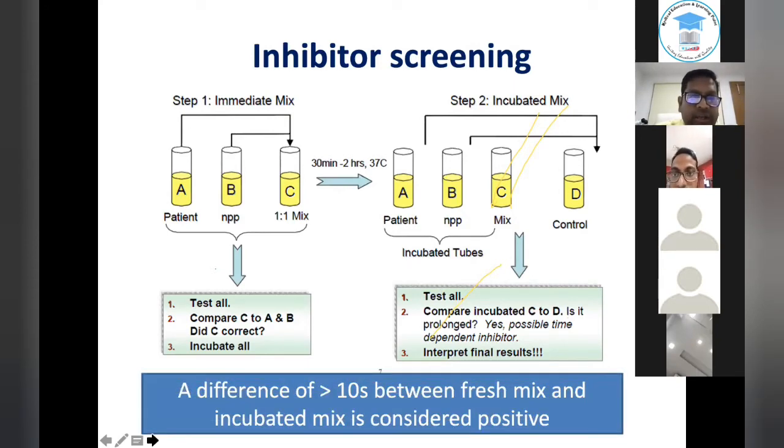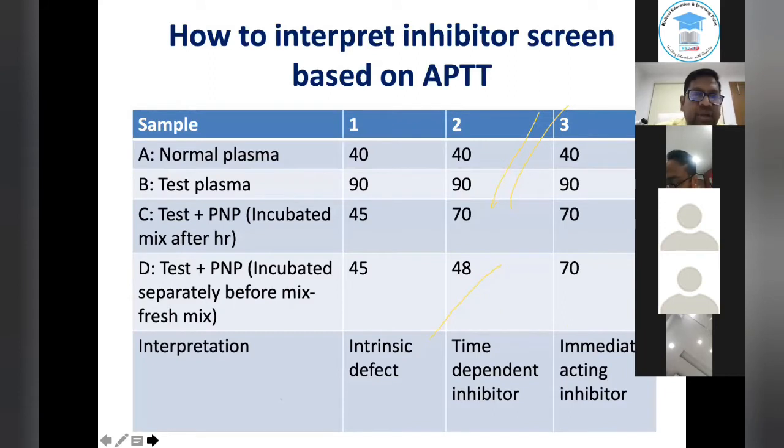So how do you then interpret? A difference between immediate mix and incubated mix of more than 10 seconds is considered positive. So let us look at 3 scenarios. Where both the normal plasma mix and the test plasma mix, both the immediate and the incubated, are showing correction, it is an intrinsic defect. If the incubated mix is higher than the fresh mix by more than 10 seconds, it shows a time dependent inhibitor. If both are higher, then it is an immediate acting inhibitor. A high level of factor VIII inhibitor can also show immediate acting inhibition of the APTT result.